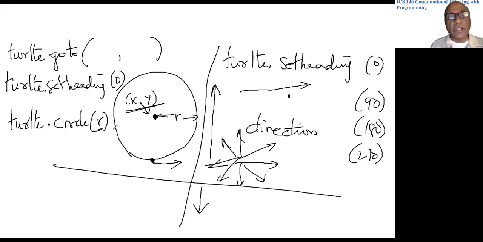Then this turtle dot circle will draw a circle of radius R, and where is its center? That is the tricky part. That is what is not going to be clear when you read the book or when you read the documentation. So I'm going to explain that to you.